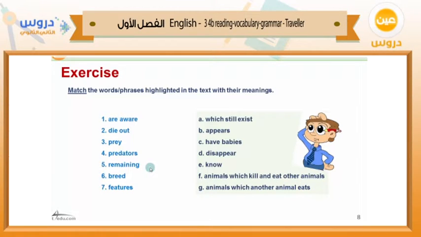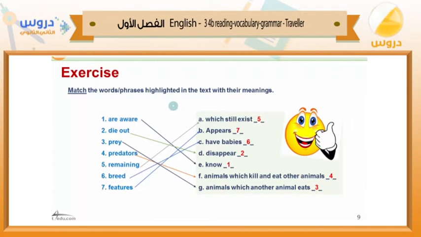Five, remaining, something that is the remaining thing, something which still exists. Breed is to have babies. And of course, finally, number seven, features, which is something that features on something, which is appears. Like he features something on TV, it means he displayed something on TV. And here are the answers again. One goes to E, two to D, three to G, four for F, and five for A, six for C, and seven for B.